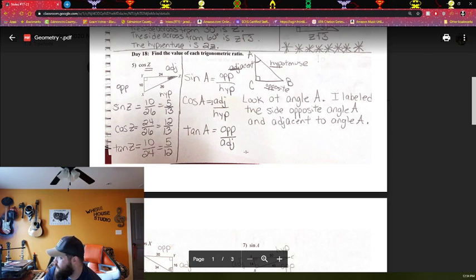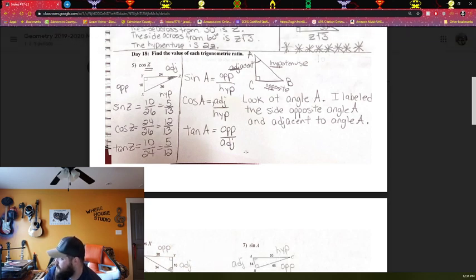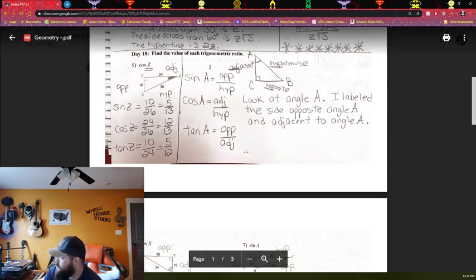Let's look at cosine. Cosine wants adjacent over hypotenuse. Okay? So, where is angle Z? Here's angle Z. So where is our adjacent side? Here's our adjacent side because it's next to, it connects to angle Z, but it's not the hypotenuse. Okay, so there's adjacent. And now we need hypotenuse, across from the right angle.